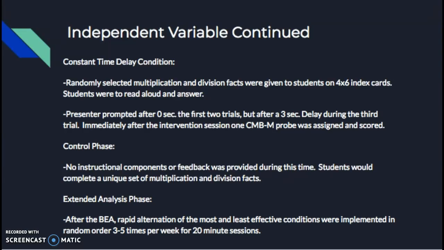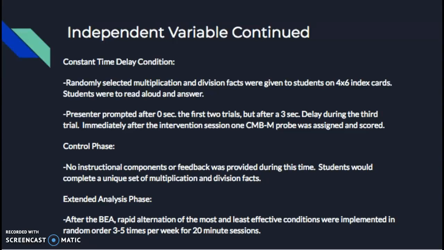Randomly selected multiplication and division facts were given to the students on 4x6 index cards, and students were asked to read aloud and answer the questions. The presenter prompted after 0 seconds the first 2 trials. So if the student didn't know or didn't get it right, immediately the presenter would prompt. But during the 3rd trial, they waited a 3-second delay until they prompted. Immediately after the intervention session, one of the curriculum-based measures for math probe was assigned and scored.